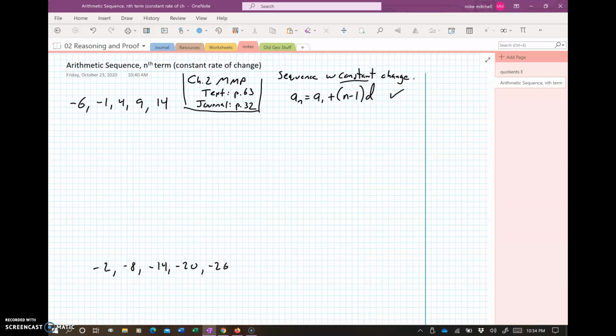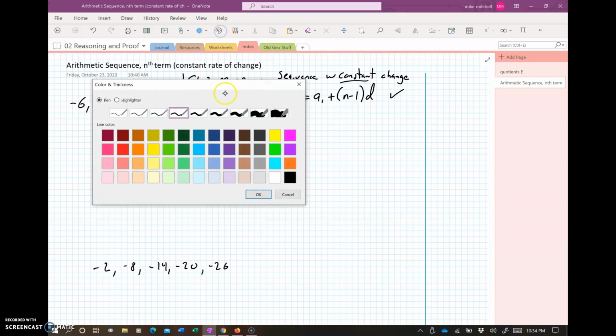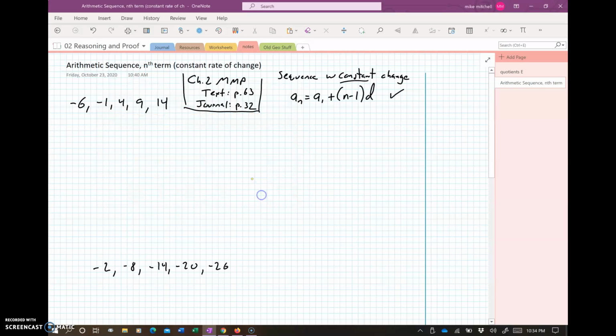Okay, first off, this a sub n refers to the term we're looking at over here. So a1 means it's our first term, a2 means it's our second term. This is a3, that means it's our third term, and so on. This is a4, that's our fourth term. This is a5, that's our fifth term. Okay, so that's what that means.